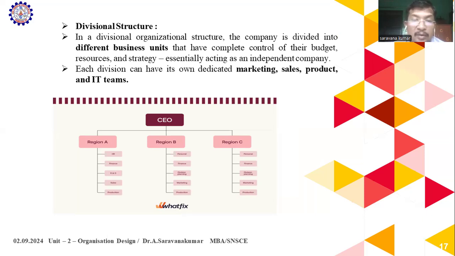So, for example, you can see in the picture one CEO, and you have different regions. In the different regions, you have different types of function managers, right? So they have different structures, but everyone reports to the one CEO. In each region you have different managers: marketing manager, sales manager, product and IT team, right? So they have to control their activities.